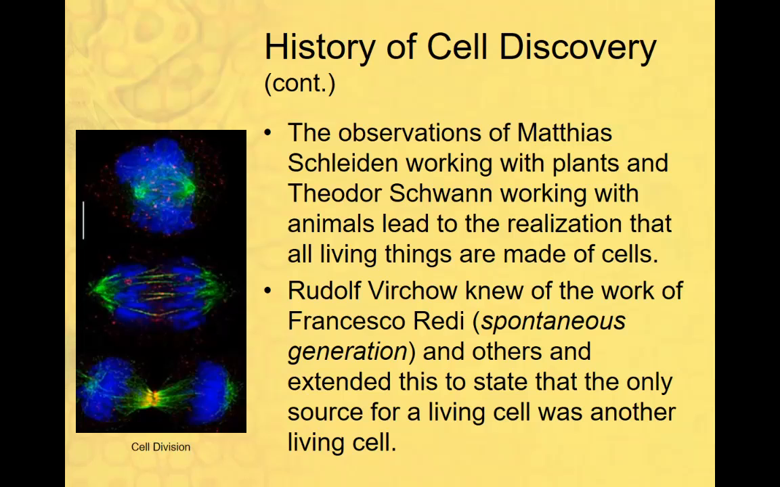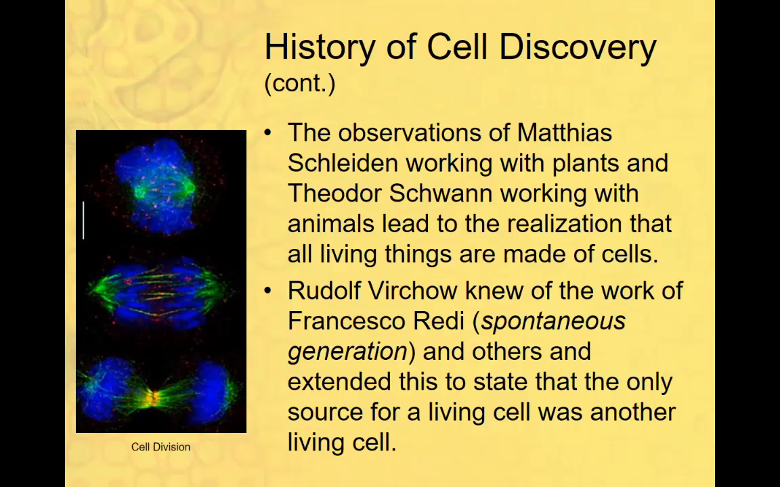The gentleman named Rudolf Virchow knew the work of Francisco Redi on spontaneous generation and many others, and extended this to state that the only source for a living cell was to come from another living cell. And while Virchow is given most of the credit most of the time, it is quite possible that Virchow stole this idea from another scientist, Robert Remak, but it's unclear.